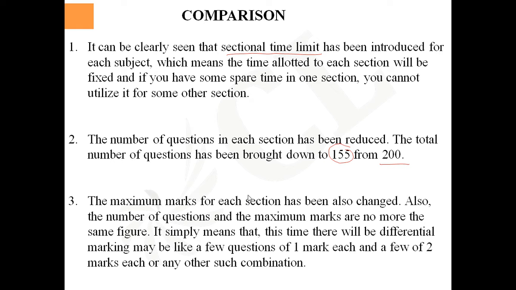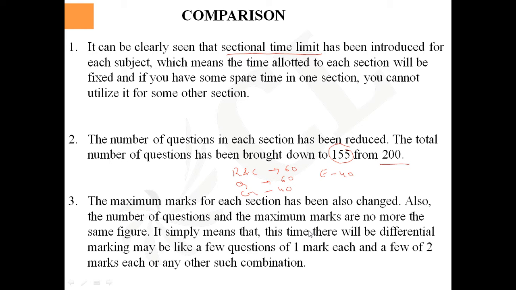The maximum marks for each section has also changed. For example, for reasoning and computer aptitude, it is 60 marks. For quant, it is 60 marks. For general awareness, it is 40 marks. And for English, again, it is 40 marks. Previously, it was 50 marks for each subject. So I don't know what that means, whether it means differential marking or equal marking.